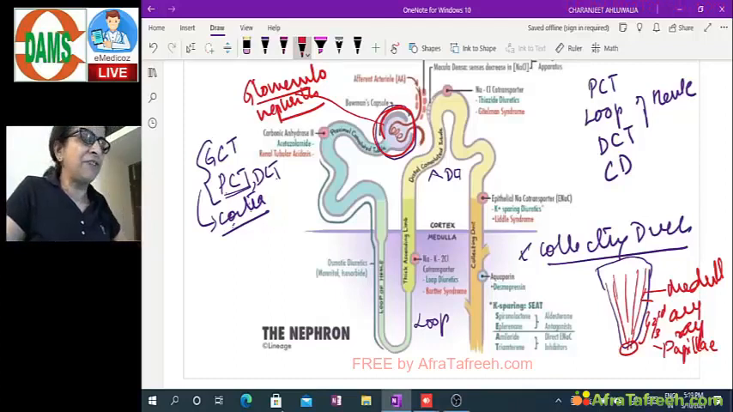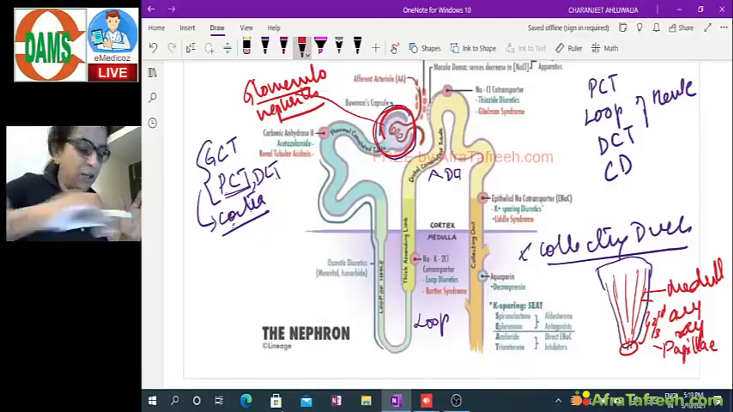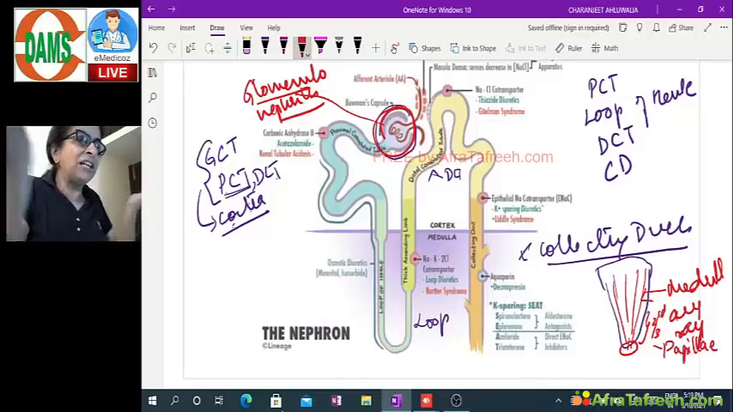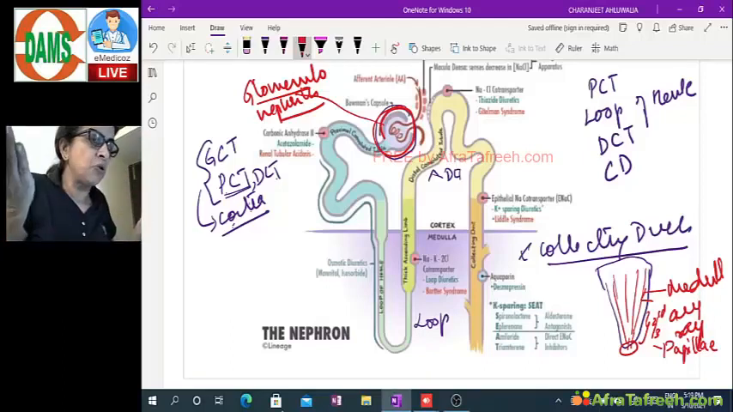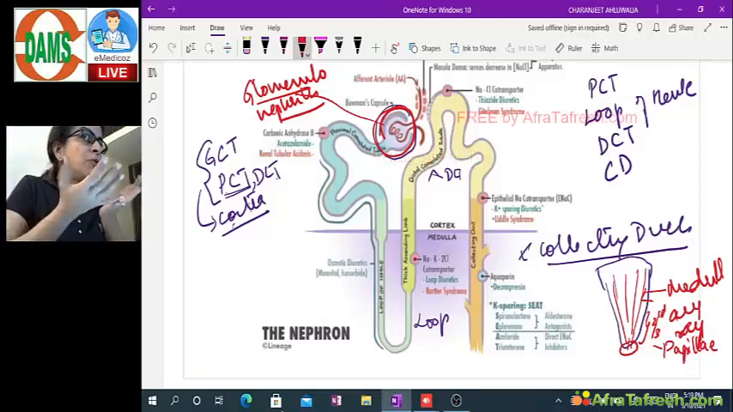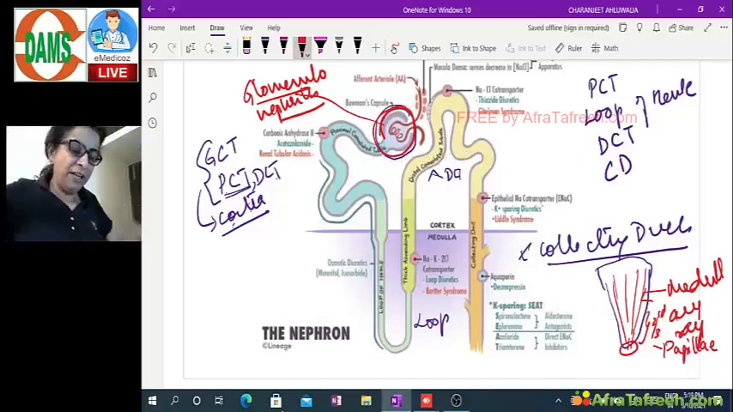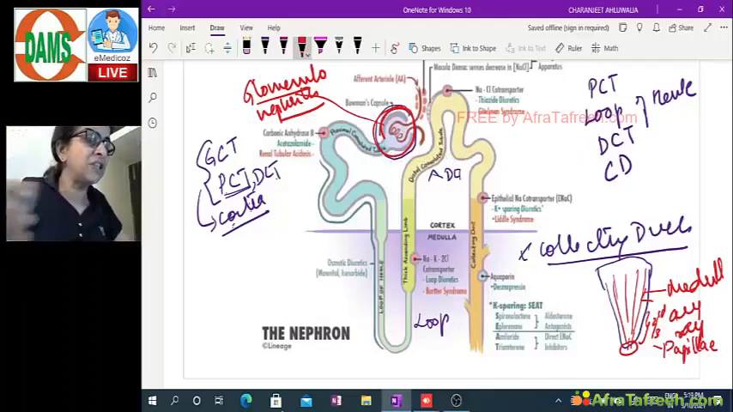Now you know we have 1.5 million nephrons in the kidney. So you have lots of nephrons in the kidney. The functional unit of the kidney is a nephron. You know the nephrons can't hang loose in the air. All the nephrons rest on a connective tissue stroma. That connective tissue stroma is called the interstitium. So between the nephrons, what do you have? In between the nephrons, you have the interstitium of the kidney.